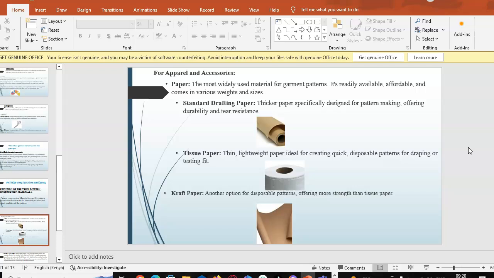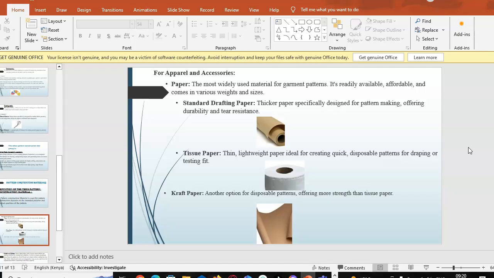Paper is used worldwide, you can find it everywhere. It is readily available, affordable, and comes in various weights and sizes. We have the standard drafting paper, what in layman's language we normally call brown paper. This is thicker paper, specially designed for creating pattern markings, offering durability and tear resistance. We have the tissue paper. This is thin and lightweight, ideal for creating quick and disposable patterns for draping or testing fit.